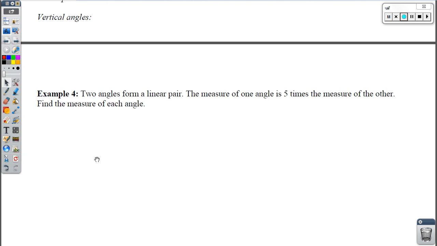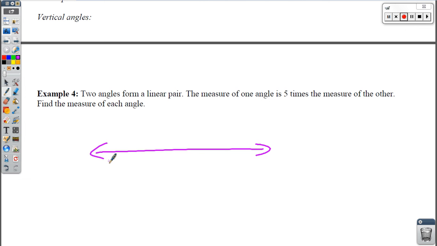And last example, example 4. Two angles form a linear pair. The measure of one angle is 5 times the measure of the other. Find the measure of each angle. So we are not given any degrees other than the fact that they are a linear pair, so they add up to 180. But we are given a relationship between them.